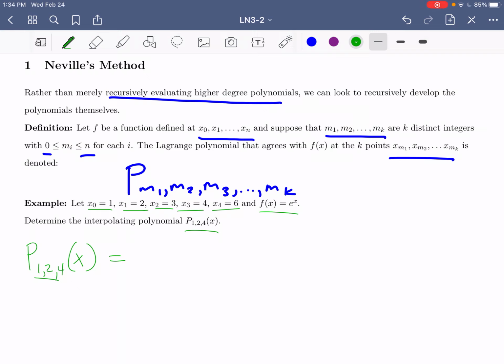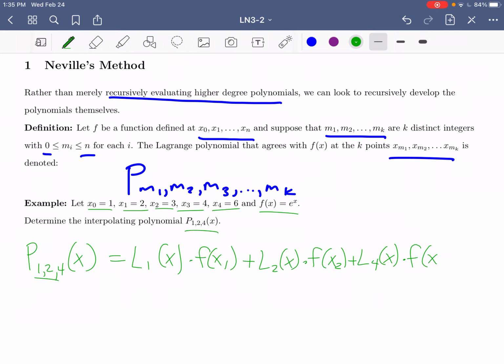So the subscripts of the x values, not the x values themselves. And so what this is going to look like is L1 of x, not of x1, but of x, times f of x1, plus L2 of x times f of x2, plus L4 of x times f of x4.